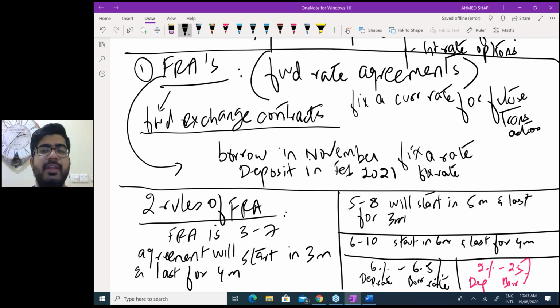Okay, so FRA fixes an interest rate. If you need to borrow or deposit, you can fix the rate. There are two rules of FRA. 3-7 starts in 3 months and lasts for the gap, 4 months, and two rates are given. Lower is the deposit, higher is the borrowing. I can take any questions here.